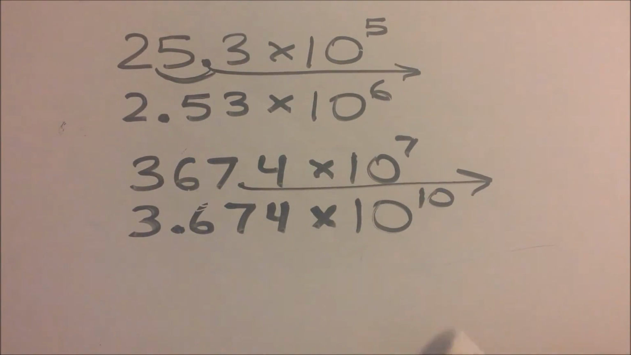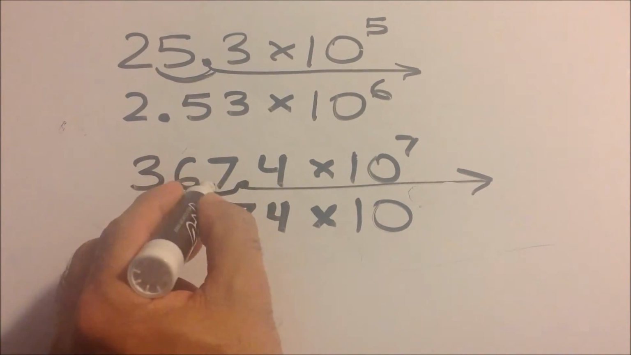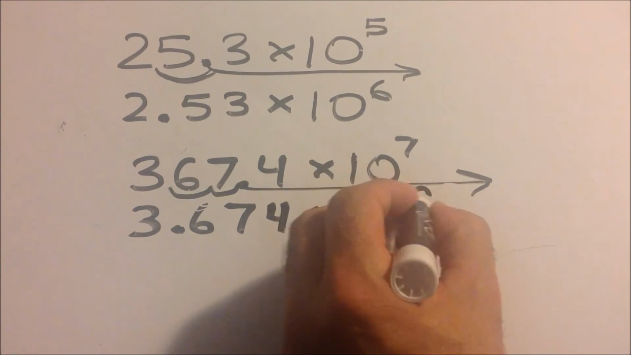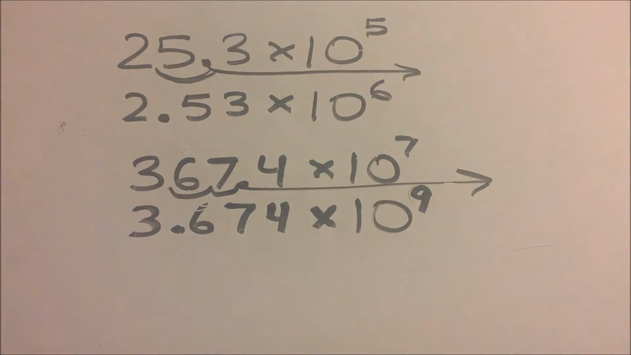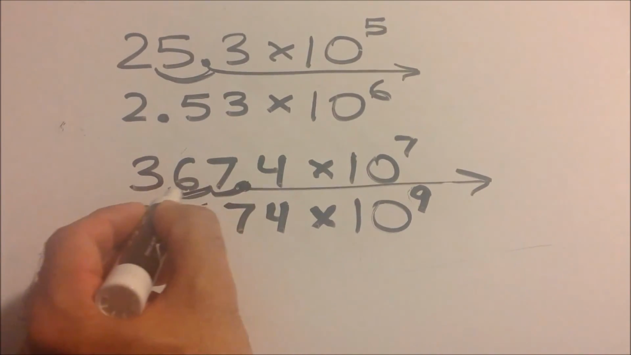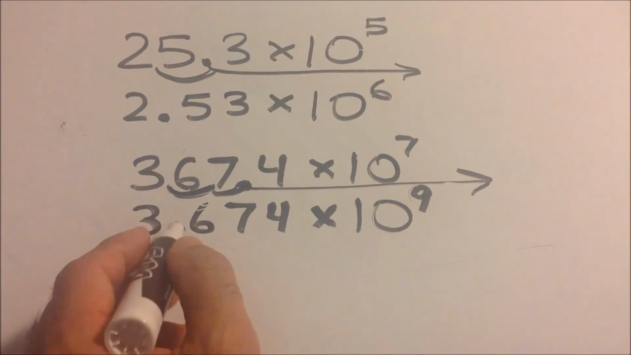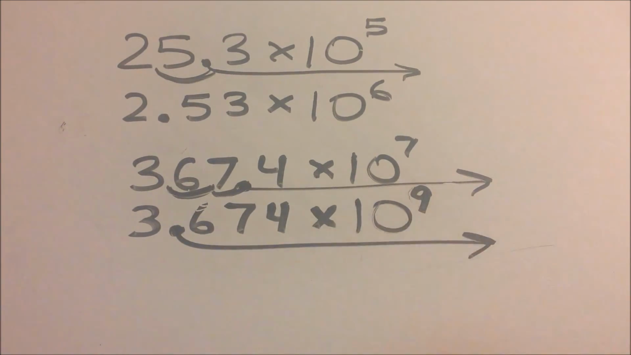Okay, actually, not 10. Get that 10 out of the way. If the decimal is here, we have to go back 2 more spaces, so it'll be 10 to the 9th power. Okay, always double check your work to make sure. Again, if that's where the decimal was in the beginning, we only have to go back 2 spaces. So now we have to add 2 more spaces when we go this way, and it'll be to the 9th power. Okay?